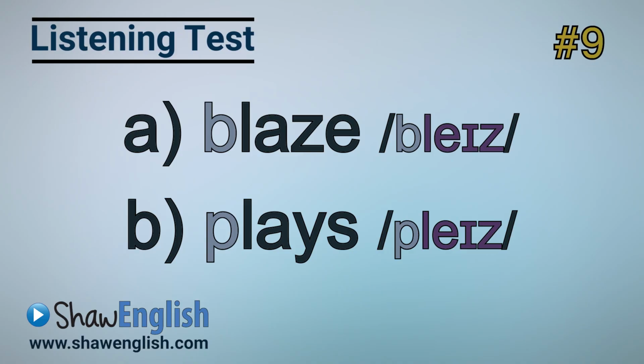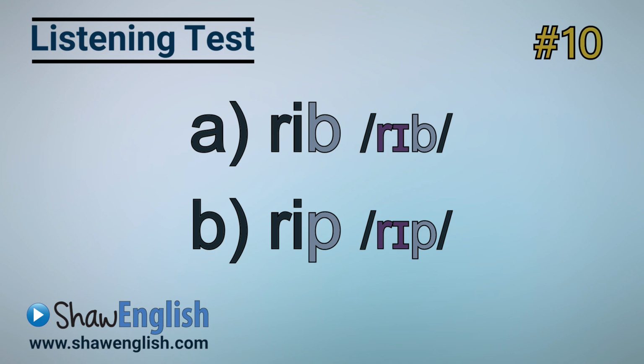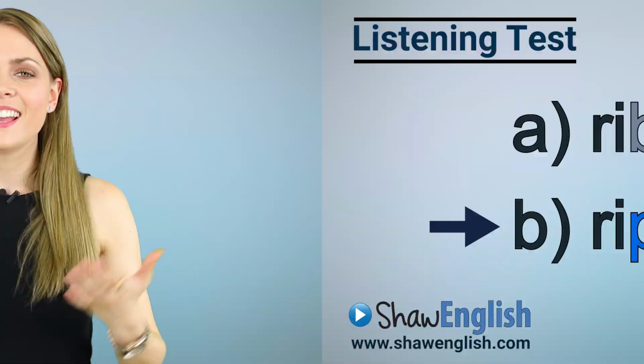Then I have plays. Plays. Now what do you think? It's B. Plays. A is blaze. And finally, rib. Rib. It's A, rib. B is rip. I'm sure you did a great job.